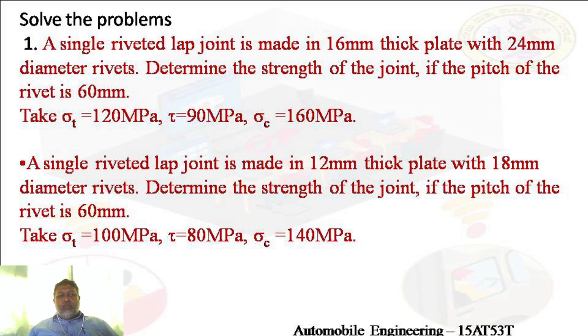Okay, do one more problem so that you get familiar with the basic problems and get the idea of how to calculate. Here also I have given a thickness of 12 mm and an 18 mm diameter of the riveted hole along with the 60 mm pitch. Once again the same pitch is given, just changed sigma T 100, tau 80 and sigma C 140. Go through it and practice it.